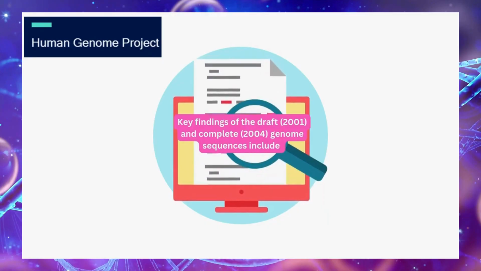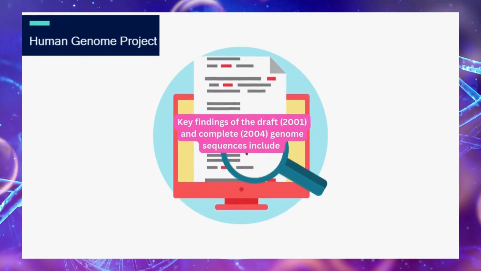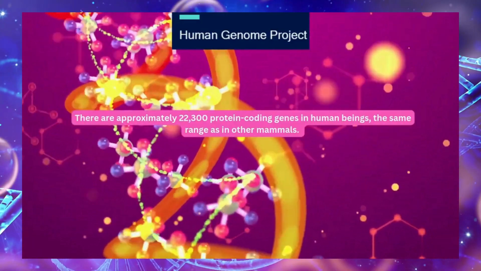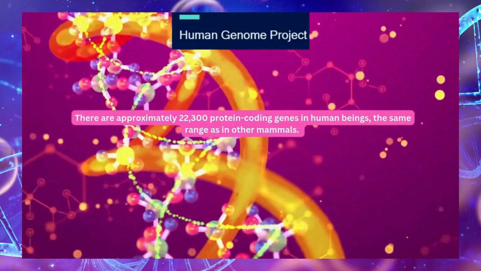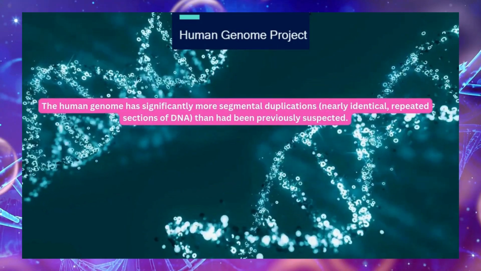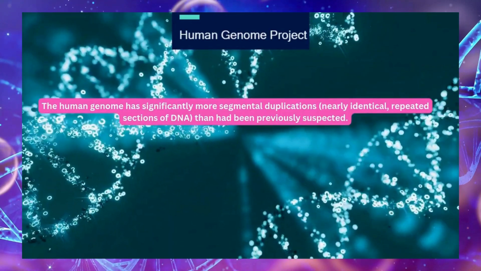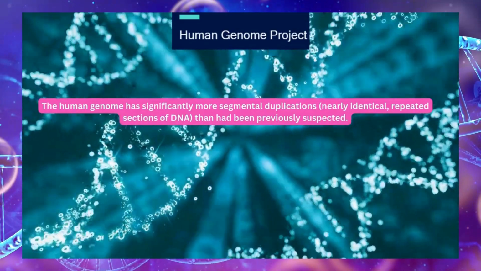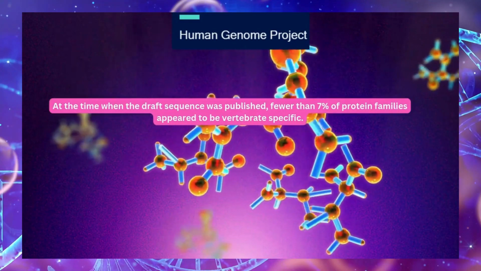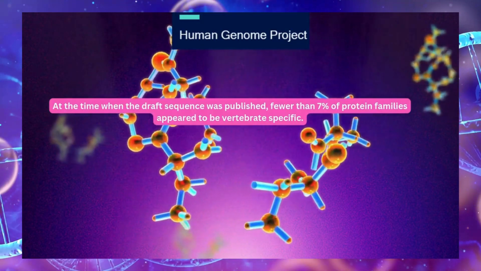Key findings of the draft of the Human Genome Project in 2001 and the complete genome sequence of 2004 include: there are approximately 22,300 protein-coding genes in human beings, the same range as in other mammals. The human genome has significantly more segmental duplications, nearly identical repeated sections of DNA, than had been previously suspected. At the time the draft sequence was published, fewer than 7% of protein families appeared to be vertebrate specific.